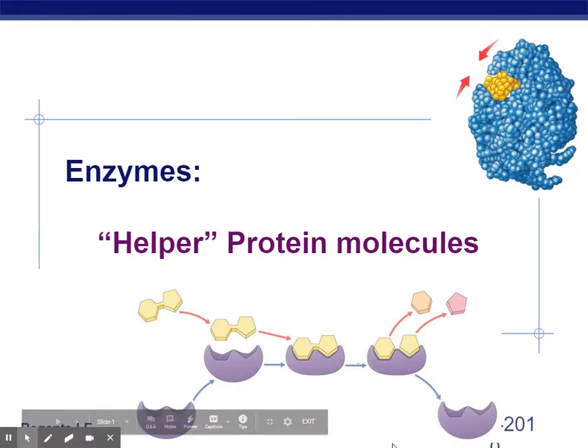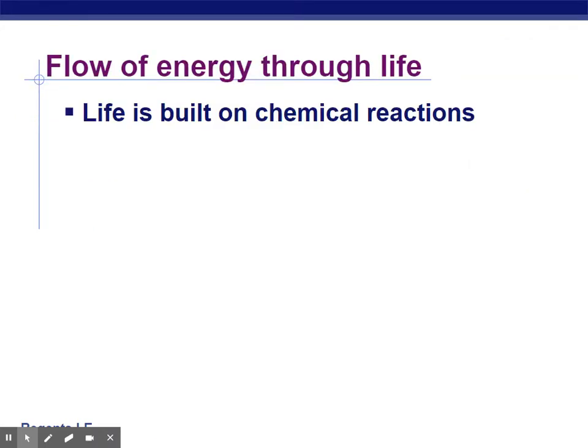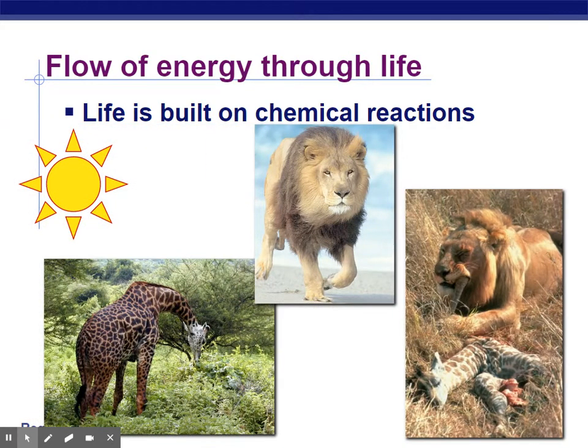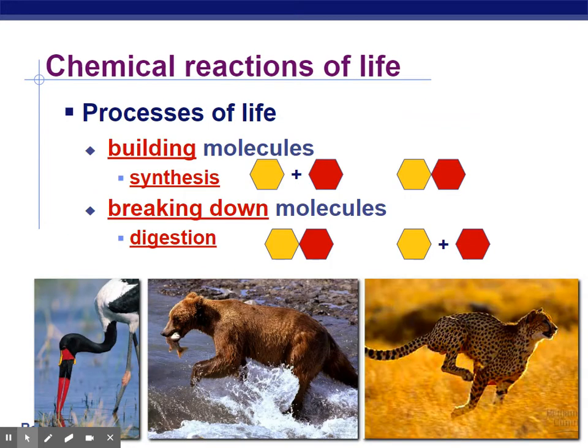Okay, so enzymes, we're considering them helper protein molecules. They help chemical reactions occur, and they speed everything up in our cells. Without these enzymes, nothing would happen in our cells, and we wouldn't be able to survive. So the flow of energy through life is built on chemical reactions, and for everything to function, like I said, is built on chemical reactions.